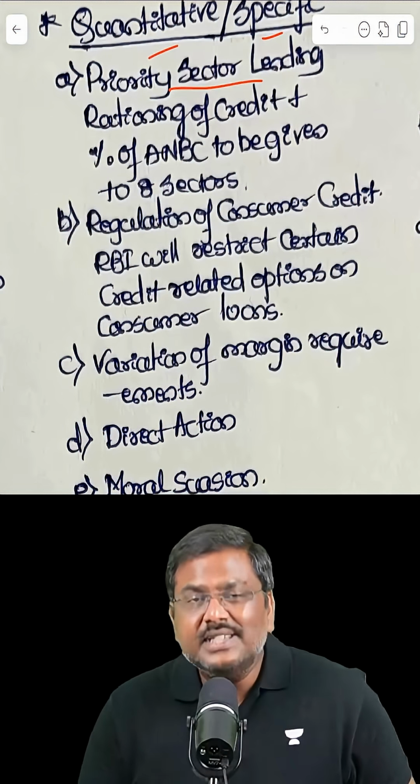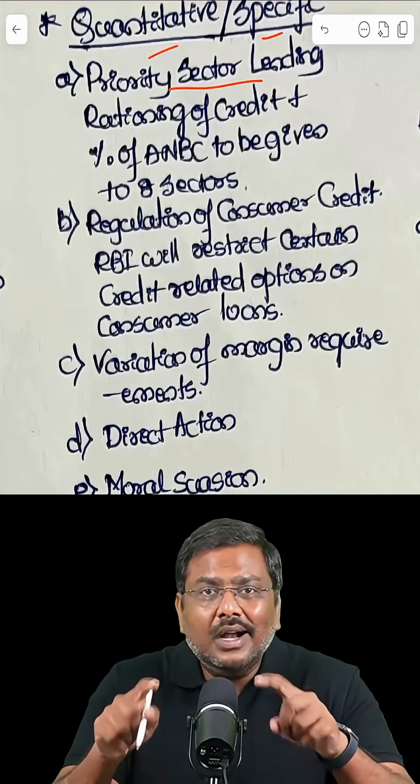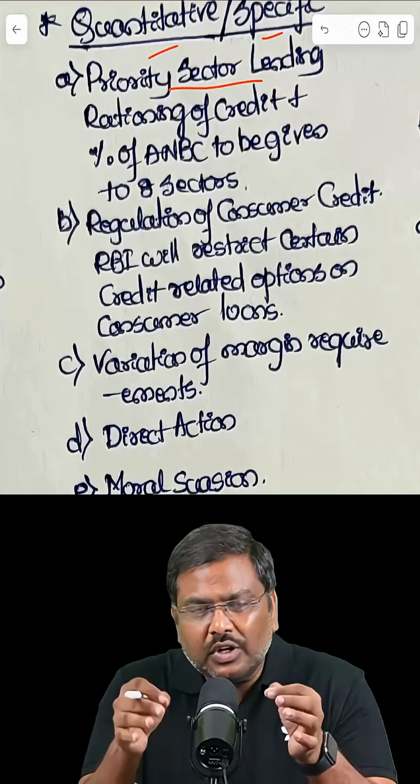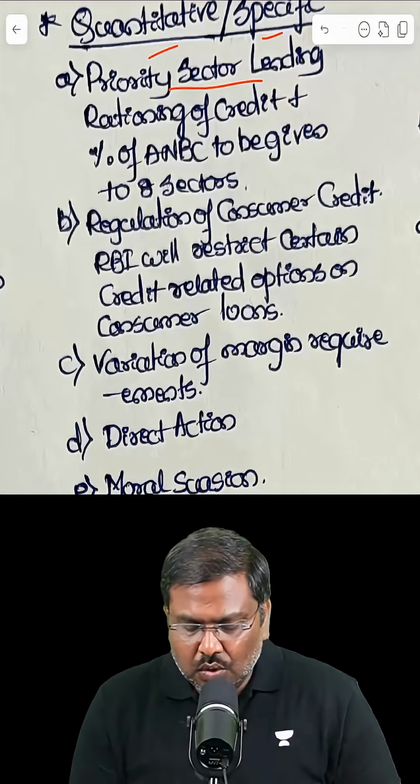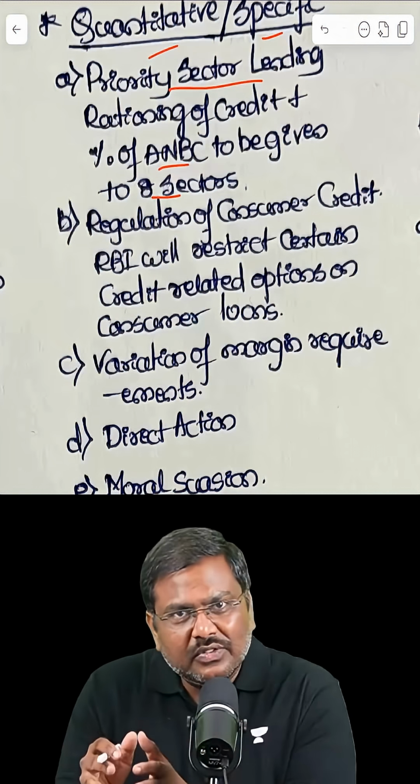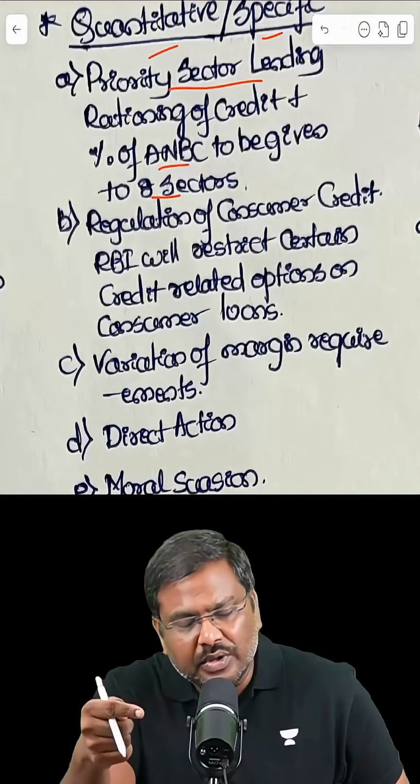Next, quantitative or specific set of tools which are used to regulate money supply targeting specific sectors. First one, priority sector lending under rationing of credit. Under this, the banks will have to ensure 40% of the loans which are given go to a total of 8 sectors. Most of the banks it is 40. For some banks, it will be more than 40.